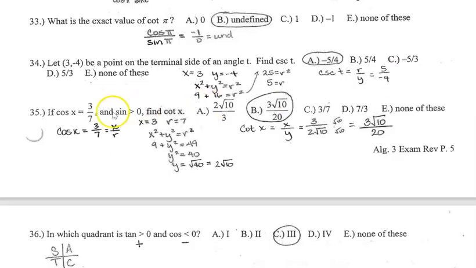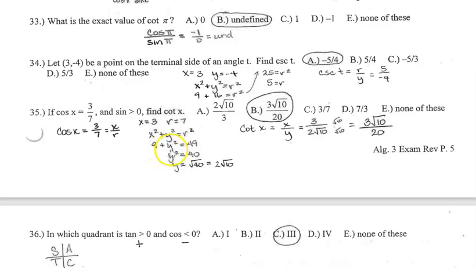All right, then for 35, very similar. Only this time, instead of telling me this is x and this is y, they've told me that this is cosine, and I know that cosine is x over r. That's also on the top of my formula sheet. So cosine means x is 3 and r is 7. Again, if I know 2 of the 3 values, I can use the Pythagorean theorem to find my 3rd value.